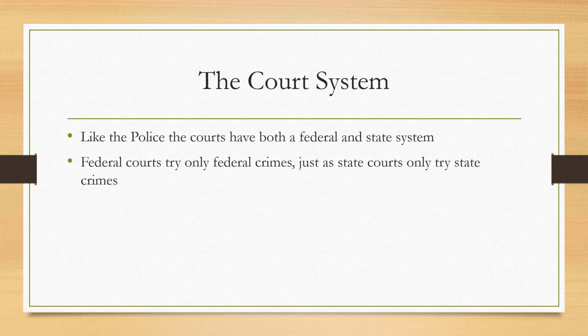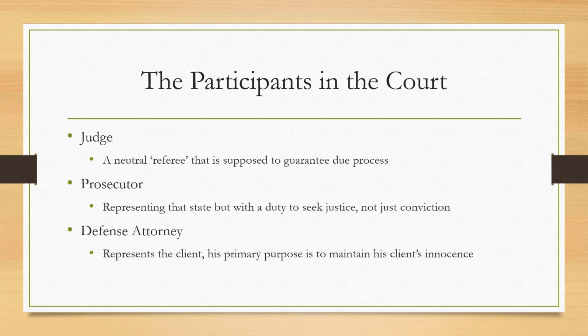All right, the court system, like the police, we have both a federal and a state court system. The feds try only federal crimes, just as state courts only try the crimes that occur inside those states. You have the participants inside. You've got, and this is the formal system, the judge, the prosecutor, who represents the state but should seek justice, and the defense attorney, who represents his client and whose primary purpose is to maintain his innocence.